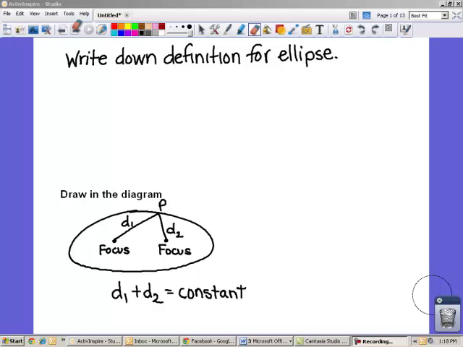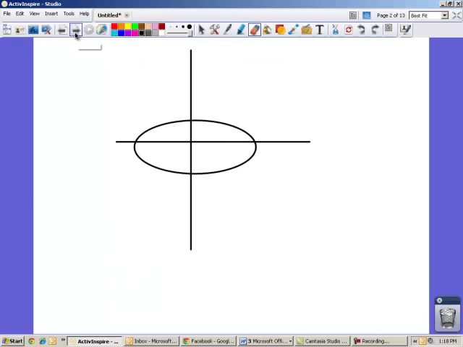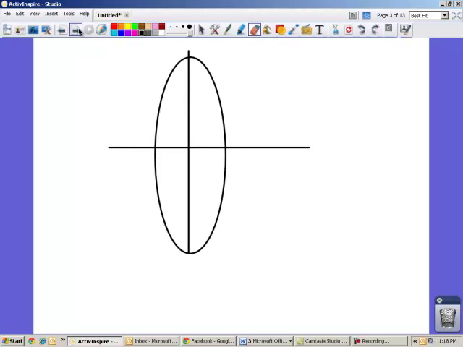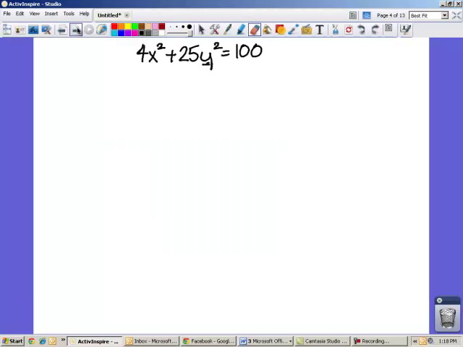If you were absent in class, I need you to write down the definition for ellipse from your book. You can draw the diagram that I have here. And then also from your book, you need to draw and label the entire graph for the horizontal ellipse and the vertical ellipse. Once you have that, you'll understand exactly what's going on in the video from this point on.